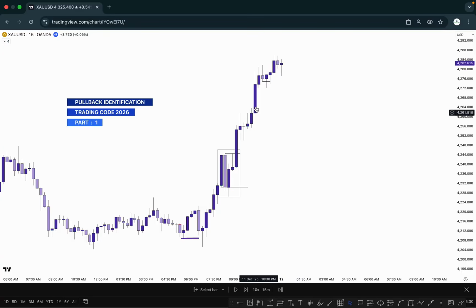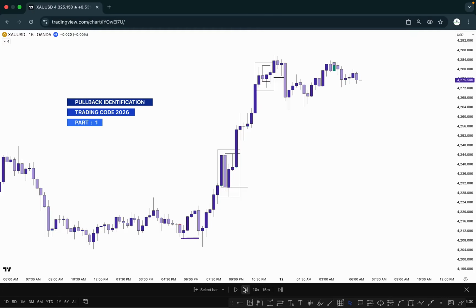The market again breaks the previous candle high here, after creating the previous candle low, and again the market breaks the previous candle high. So we can confirm this one is our valid pullback right here. Okay, let's see what happens next. The market again goes higher and breaks the previous candle low here. Again, what happened here? Let's see what happens next.